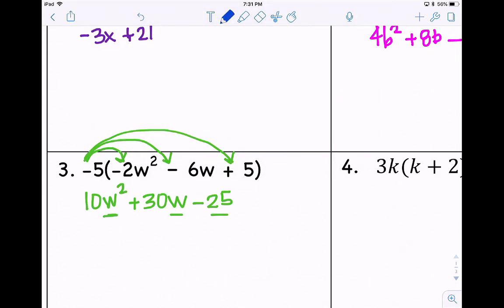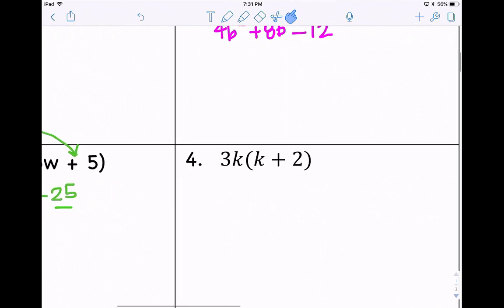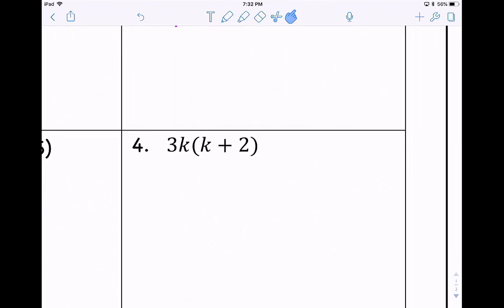So number 4 is similar, but this time we're distributing a k also. So we're distributing a 3 and a k. So really important, 3k times k. Again, we just do 3 times 1 here is 3. And then k times k is very similar to x times x. So x times x is x squared. So k times k is just k squared. So that's going to be 3k squared.